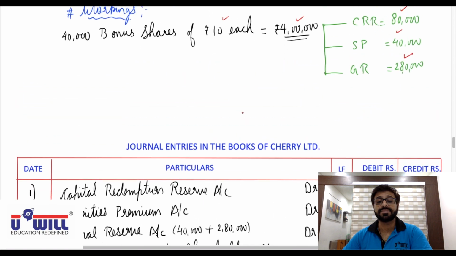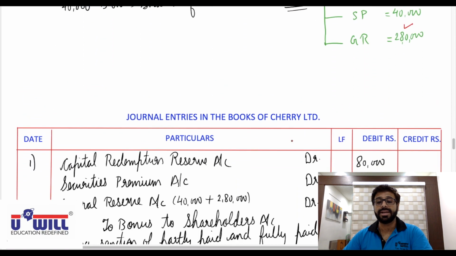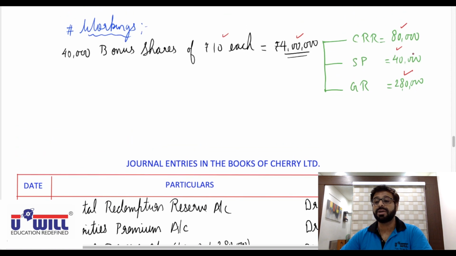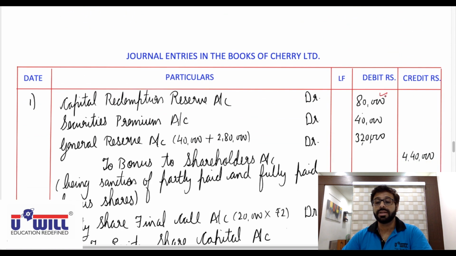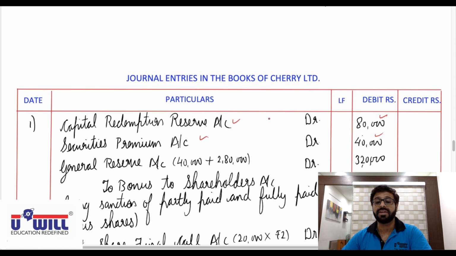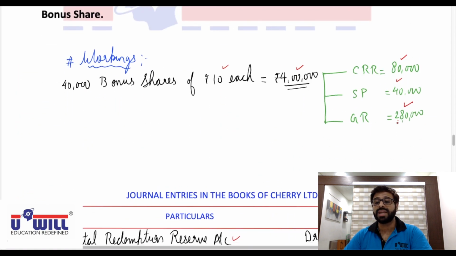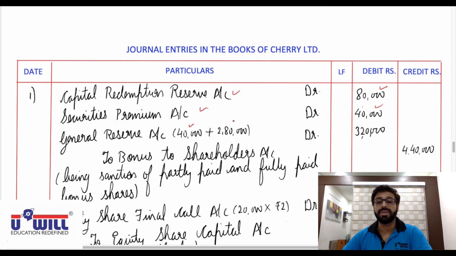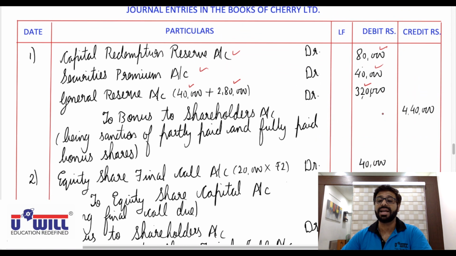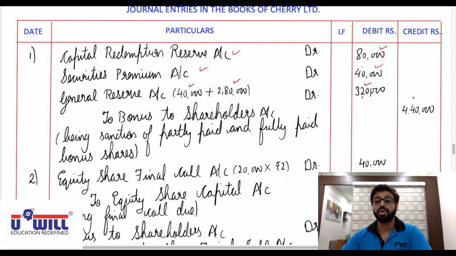Now check your entries. Capital redemption reserve account debit 80,000. Security premium account debit 40,000. Then general reserve account debit what amount? 40,000 for partly paid bonus plus 2,80,000 for fully paid bonus, so general reserve account debit 3,20,000. Total, to bonus to shareholders 4,40,000.